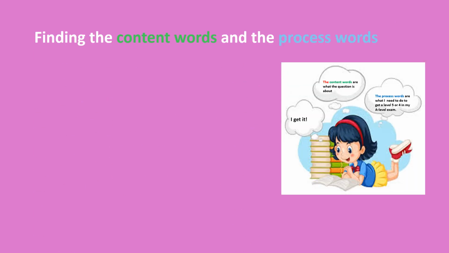The first thing you do before you begin to write anything down is you find the content words and the process words. The content words are what the question is about, the subject matter, and the process words are what you need to do with the question in order to attain ideally a level 5 or the next best thing, a level 4, in your A-Level History exam. So, the content words are Henry VIII's foreign policy in the years 1509 to 1529.